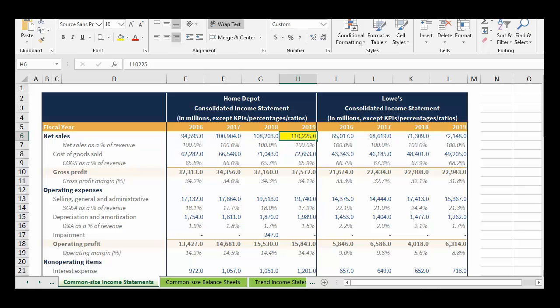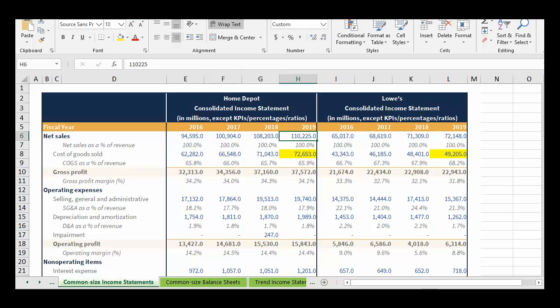Each line item is going to be expressed as a percentage of sales. So let's take cost of goods sold, $72 billion. Now, why is this useful? Well, Lowe's cost of goods sold was $49 billion. So which company's doing a better job managing its cost of goods sold? You might say, well, Lowe's is a lot lower than Home Depot, so Lowe's is doing a better job. It's getting better prices from its suppliers.